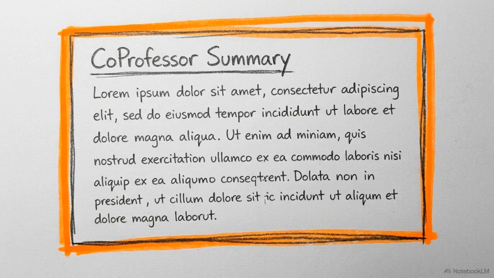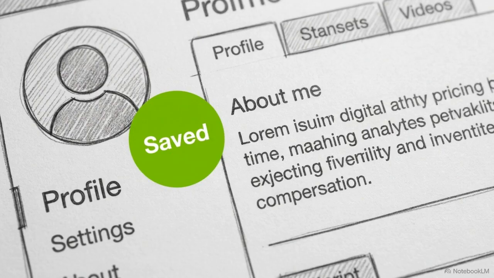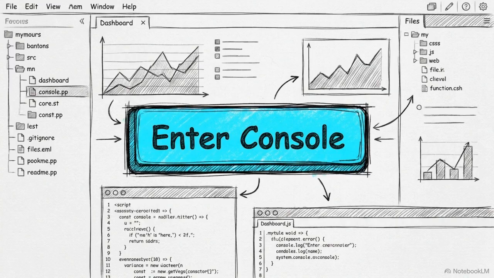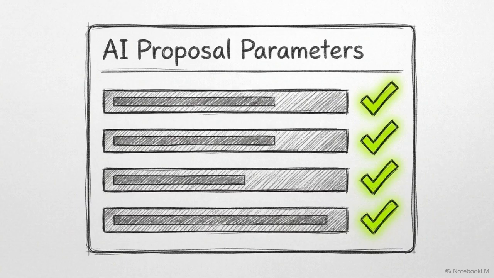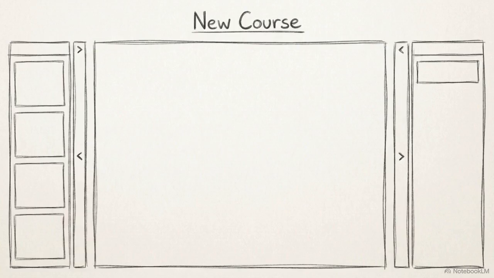Once you enter your parameters, the co-professor summary immediately updates, locking your exact constraints into its working memory. By dedicating 5 minutes to this interface, you permanently govern how the AI interprets your syllabus and shapes every future course proposal you request. Now let's start building.